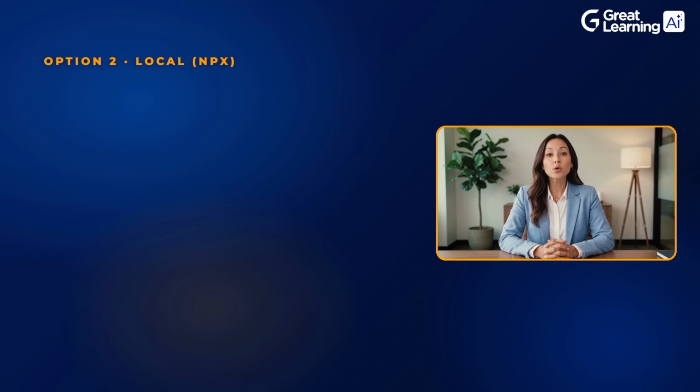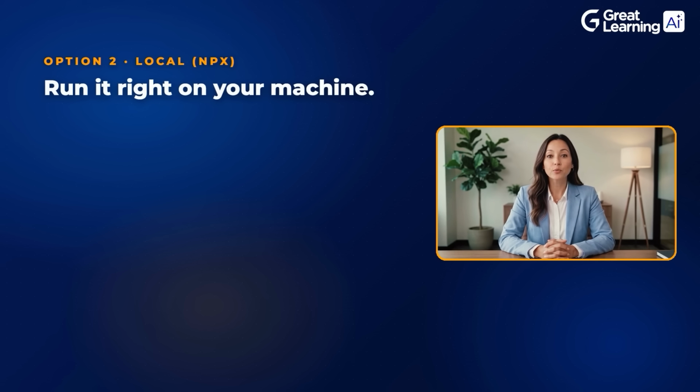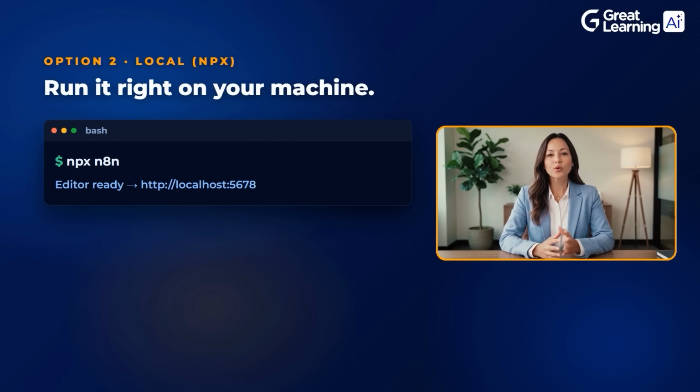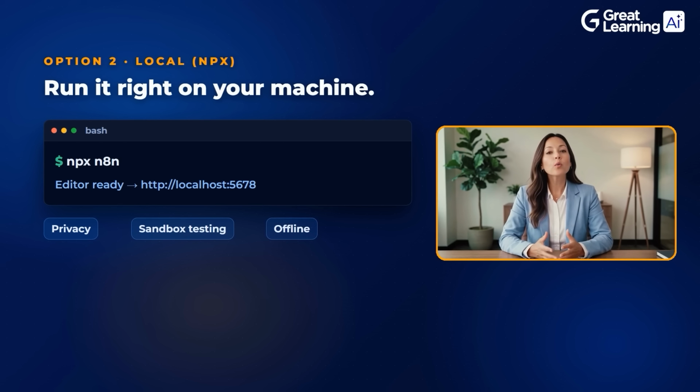Option 2 is local setup using npx. Next, if you prefer running things locally on your computer, say for privacy or testing, you can launch n8n using a simple command line setup. There's no maintained desktop app anymore, but local runs are easy. This method is great for local workflows, sandbox testing, or when you need privacy or offline access.